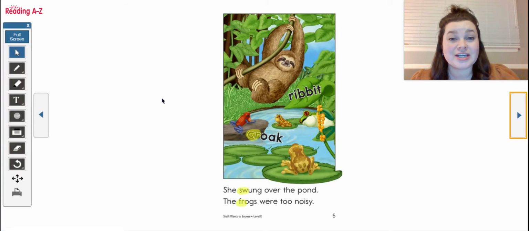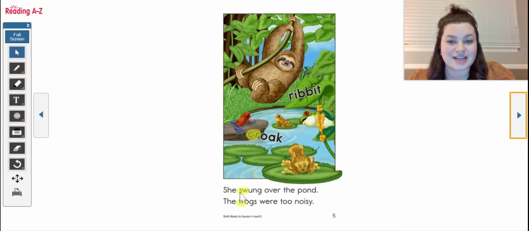Now, we made the prediction that Sloth is going to try to find a spot to sleep. Were we correct? Kind of. She tried to find a spot where she could sleep, but it was too noisy, so she couldn't. So let's find out what she does next.